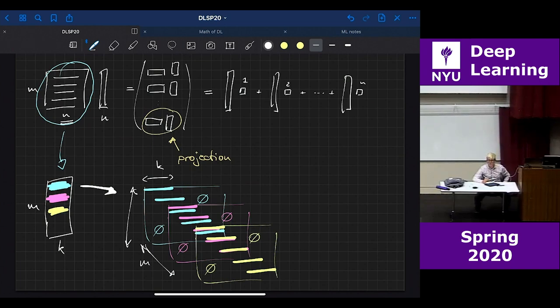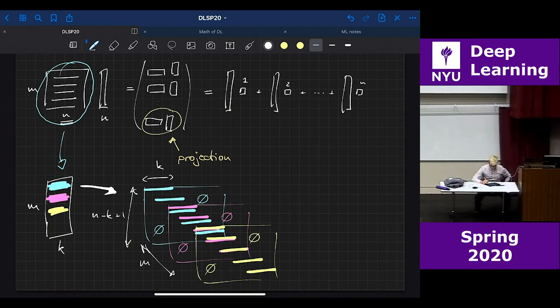What is the height of the matrix? Are you sure? Try again. I can't hear. N minus K plus 1. Okay. And the final, what is the output of this thing, right?